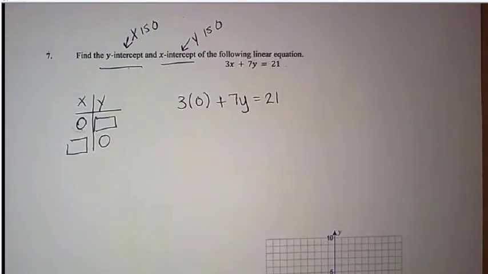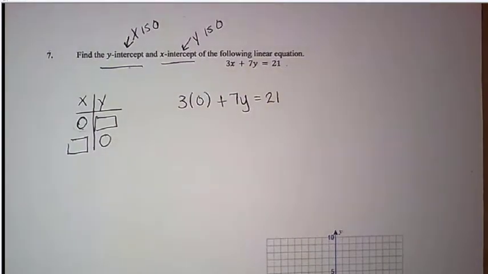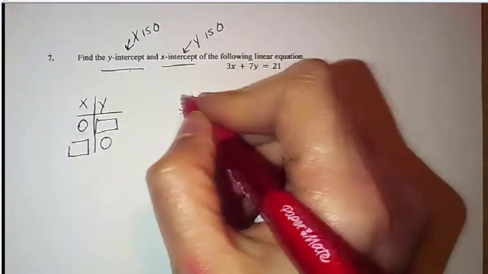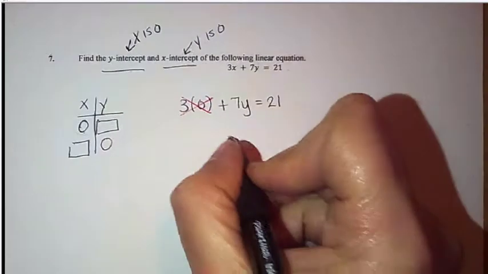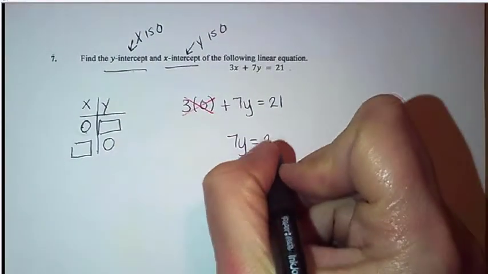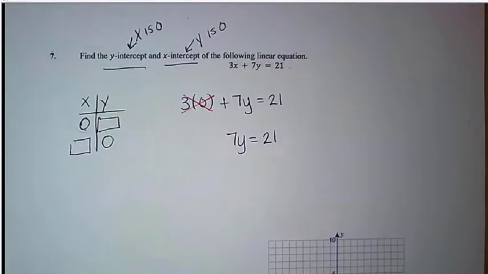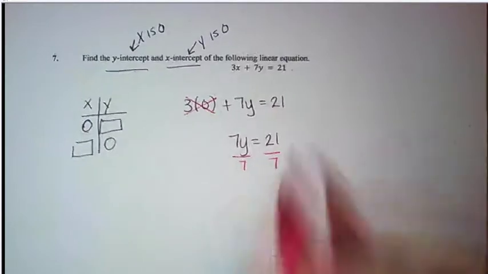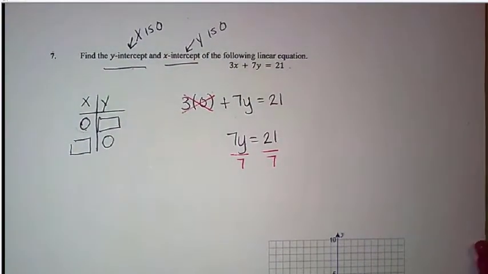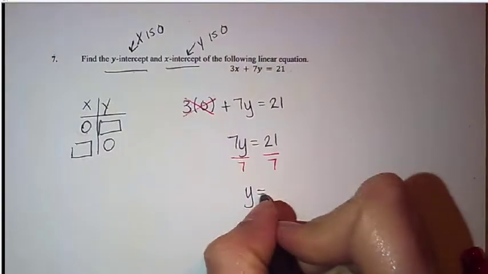Well, just like we talked about earlier when we used 0, 3 times 0 is 0. So it's not adding or subtracting anything to my problem. I can just cancel it out. And now I have 7y equals 21. So to finish solving for y, I would need to divide by 7. And y would equal 3.